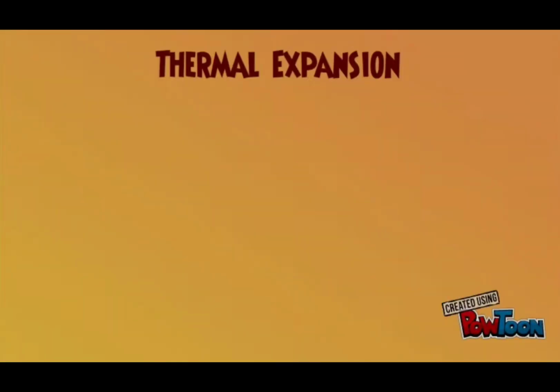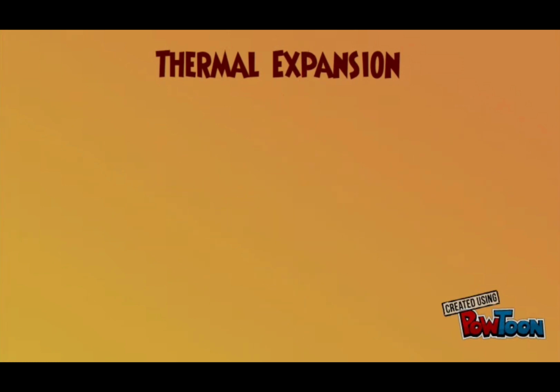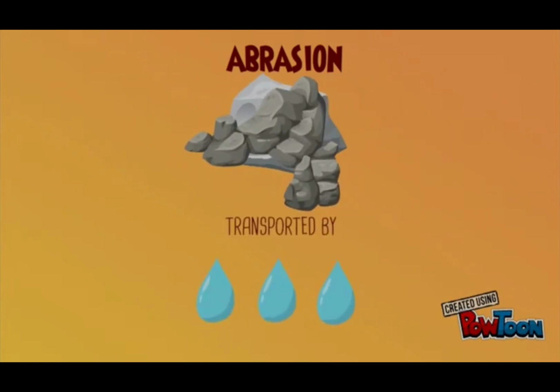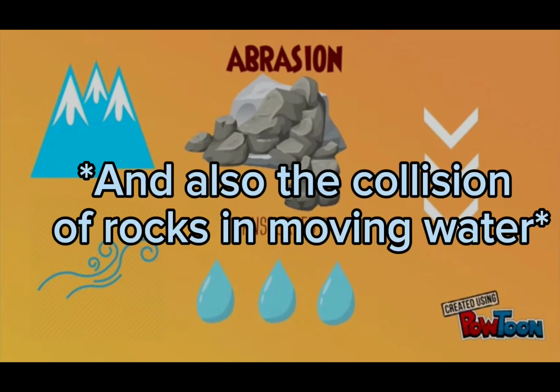So in thermal expansion, the reason is temperature. Heating and cooling of rocks repeatedly results in expansion and contraction of the rock. Gravity is the cause of abrasion, for example when the rocks tumble down a mountainside and hit another rock and breaking it into fragments. So now let's talk about chemical weathering.